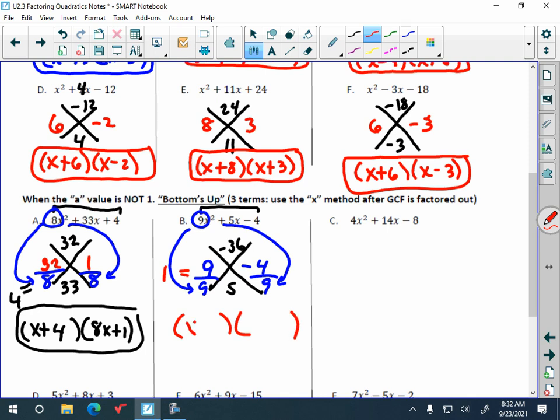So now we'll write our two factors. One of them is x plus 1. The other one, that 9 is going to come up next to the x, and then it's minus 4. So keep the negative on the 4.